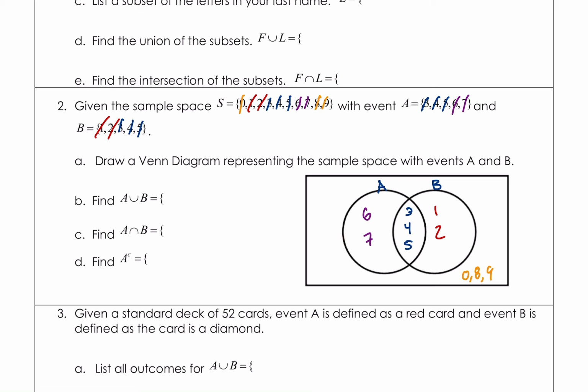Okay. So now I need to find A union B, or A or B, is how we would say that. A union B or A or B. So A or B is all the events in both A and B. So it's 1, 2, 3, 4, 5, 6, and 7. It's everything in my Venn diagram in the circles. So I'll say 1, 2, 3, 4, 5, 6, and 7.